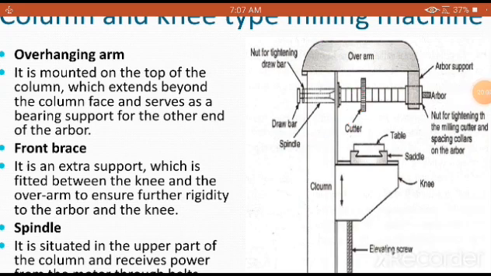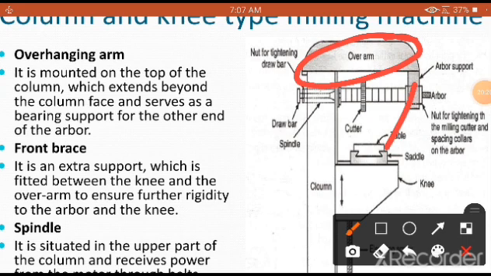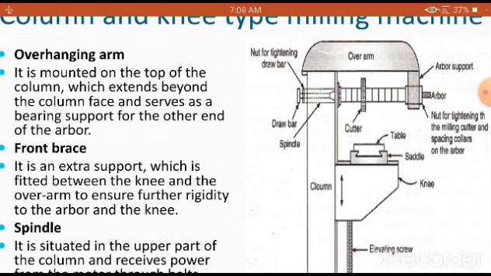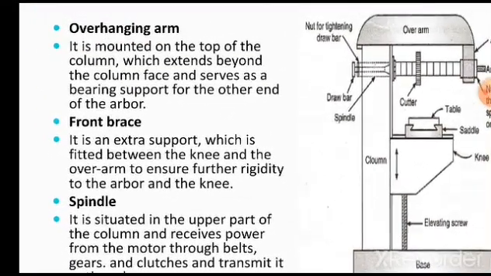Front brace. It is an extra support which is fitted between the knee and the overarm to ensure further rigidity to the arbor and the knee. So here it is an extension which you are going to see here. This much portion we call the overarm, and this portion we call the arbor support or front brace, which is very important to understand, to give a perfect support for the arbor.